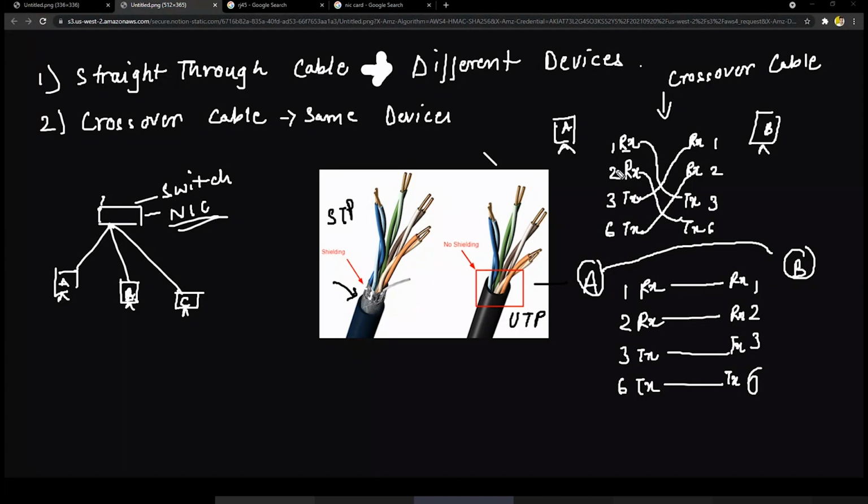But when it comes to different types of devices, let's say we have a switch here instead of PC B, we have a switch connected with PC A. When it comes to a switch, then pin number 1 of a switch will be a transmitting pin. Pin number 2 will be a transmitting pin. Then we have receiving, then we have receiving. These are the pins of a switch. So a crossover cable can be used between same type of devices, and a straight through cable can be used between different devices.